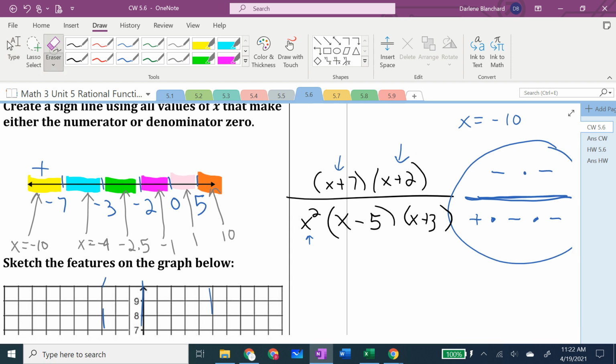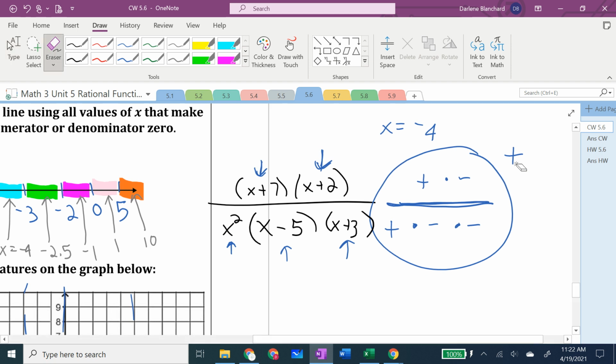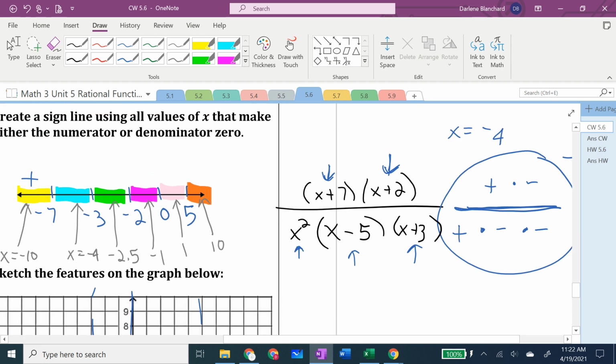Next, I have X equals -4. -4 plus 7 is positive. -4 plus 2 is negative. -4 squared, hey, I'm squaring it. That forces it to be positive. -4 minus 5 is negative. -4 plus 3 is negative. I have 3 negatives altogether. 3 negatives between multiplication and division means negative.